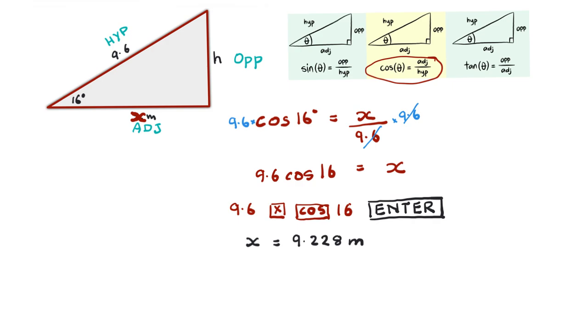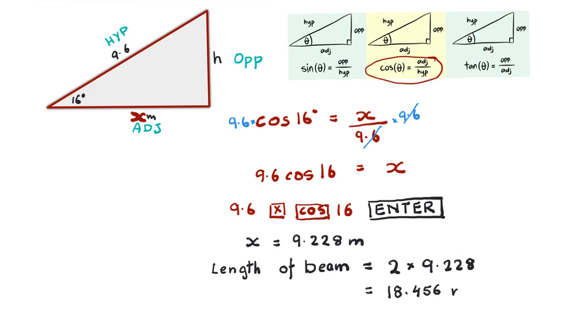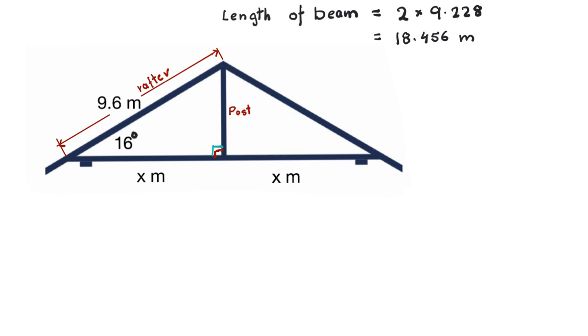We need to find the length of the beam, which means that we need to multiply it by 2, and this will give us a value of 18.456 meters. Therefore, this horizontal beam is 18.456 meters.